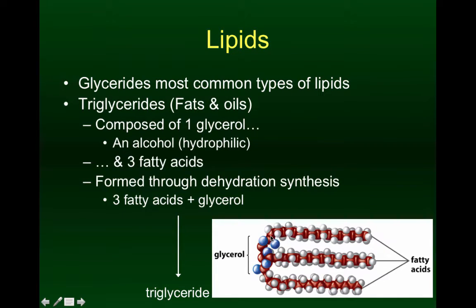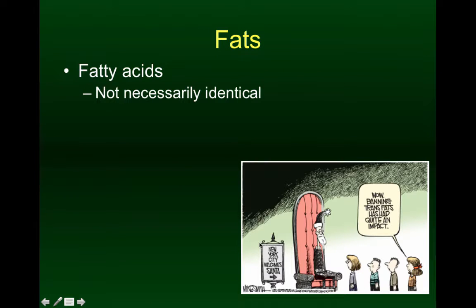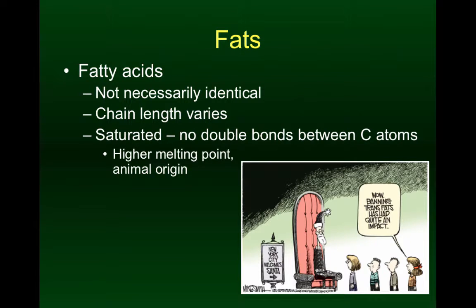This was the glycerol. These are the fatty acids. They're hooked onto the glycerol to make a larger triglyceride. Now, the thing about these fatty acid tails is that they don't all have to be the same. Some of them can be shorter, others can be longer. Some of them can be saturated, others can be unsaturated.